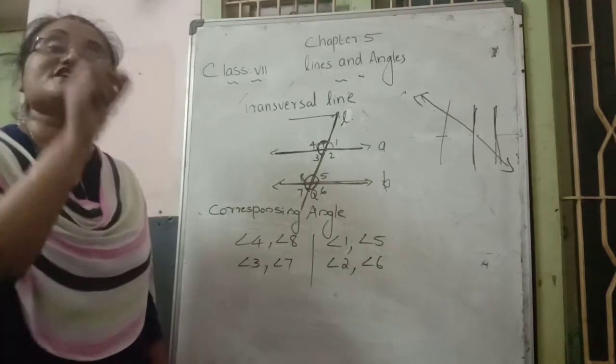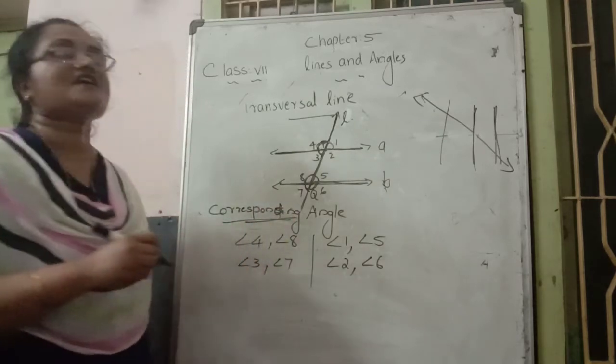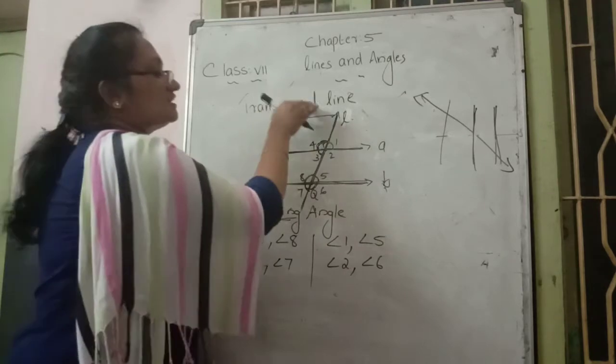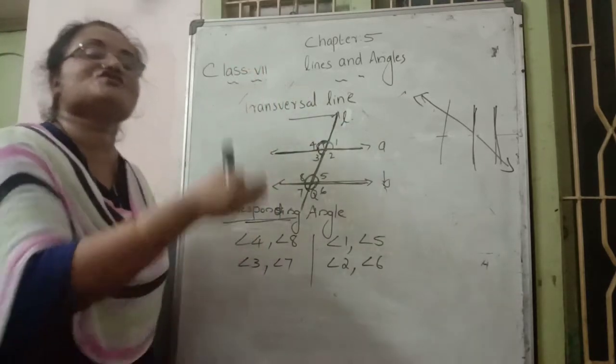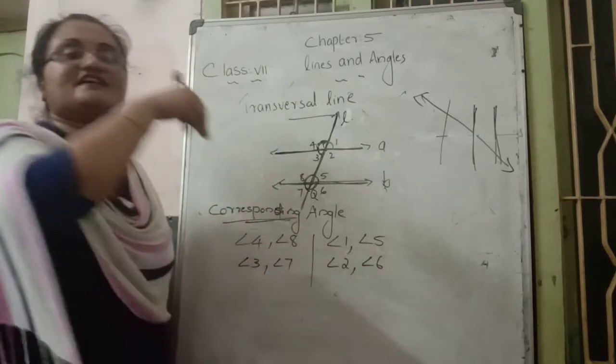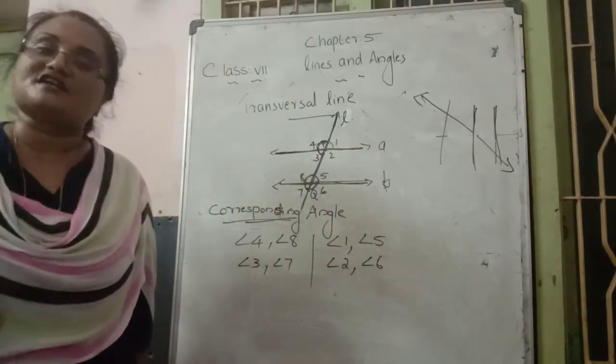In that order you take which angle case? Corresponding angle case. In the corresponding angle case, when you consider the top angle in the first line, in the second line also the top angle. When you consider the bottom angle in the first line, in the second line also the bottom angle. Then only they become corresponding.